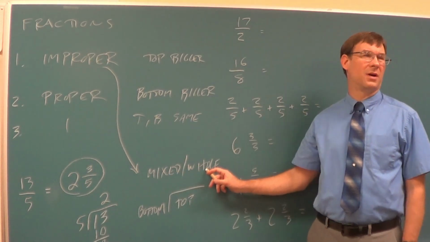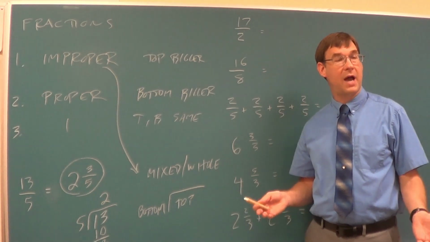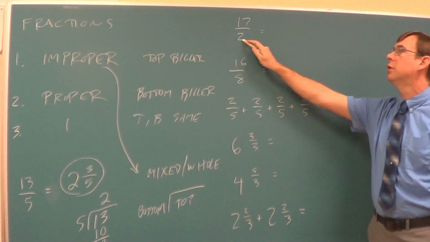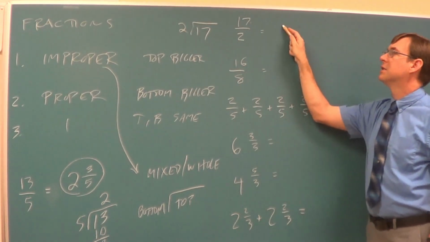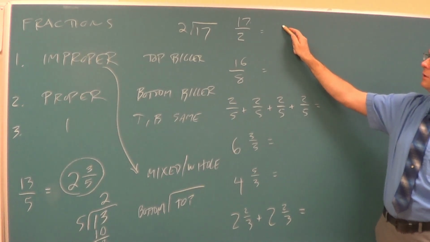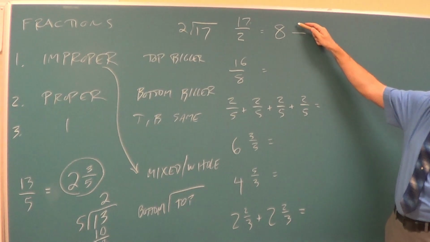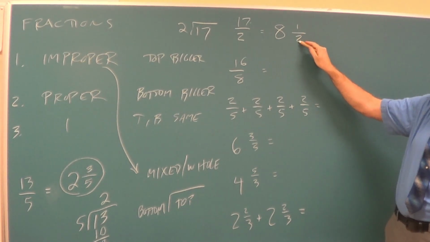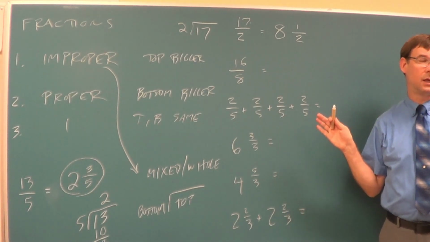How would it make a whole number? Because I said sometimes it makes mixed, sometimes it makes wholes. If it divides evenly, it's just a whole number. So 2 into 17 is what we want to work on this one. 2 into 17 goes 8 times, so that's the whole number. When we go to do the fraction, the remainder goes on top. 1, bottom, still 2. That's the main process of the day.